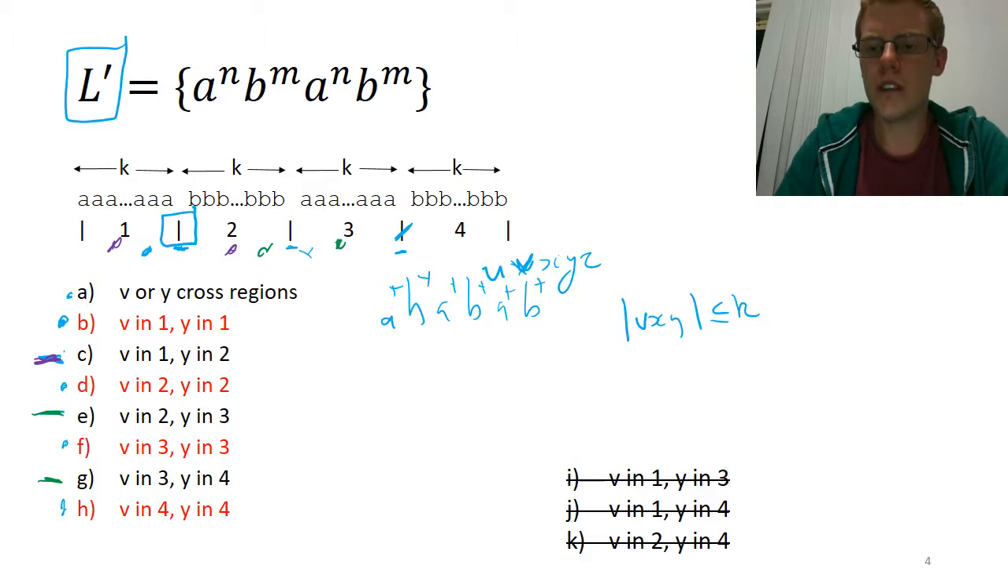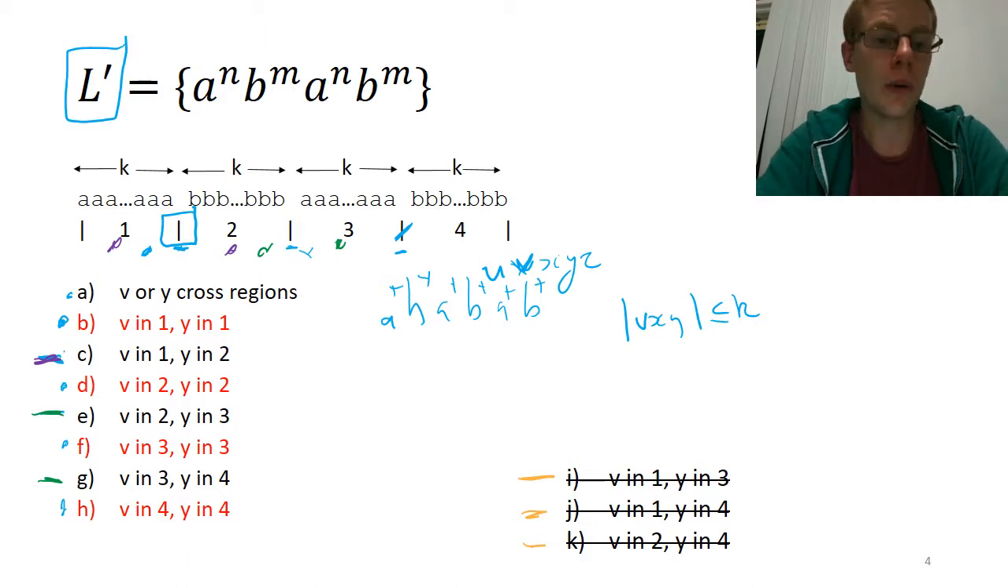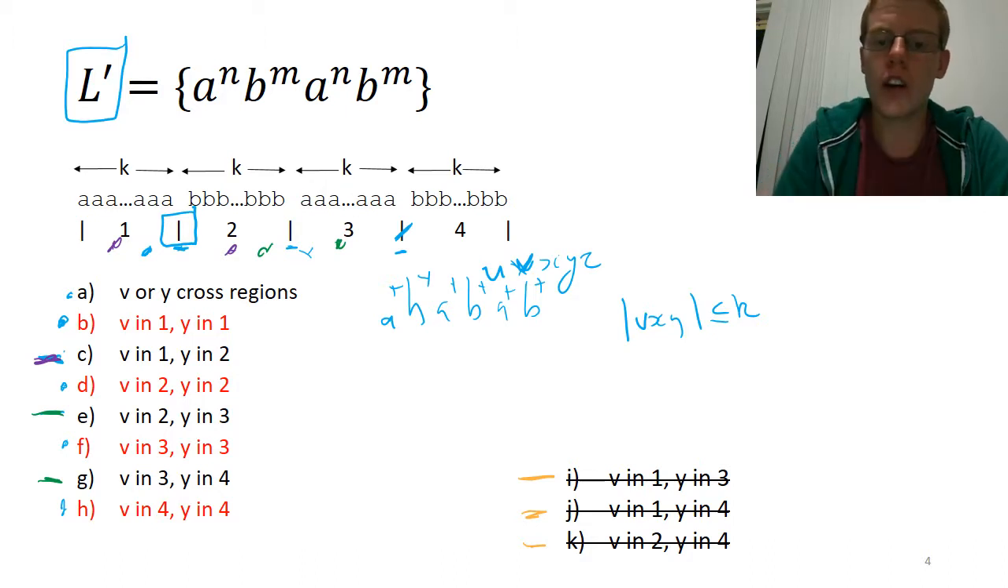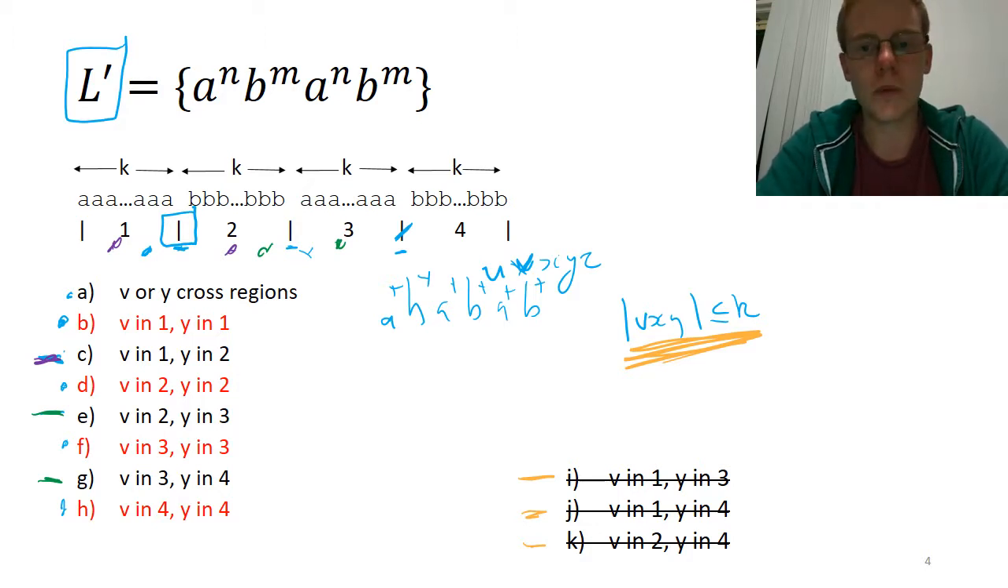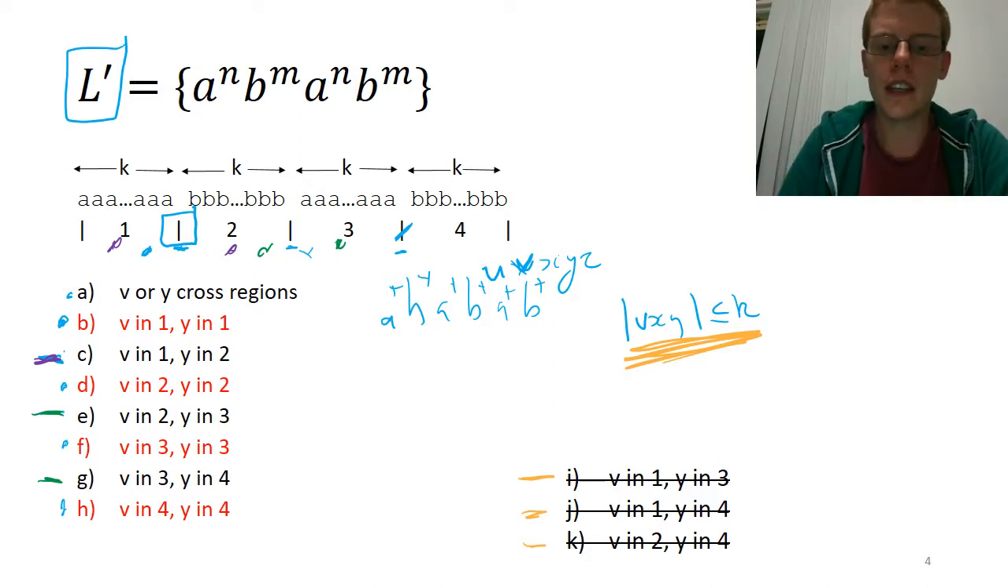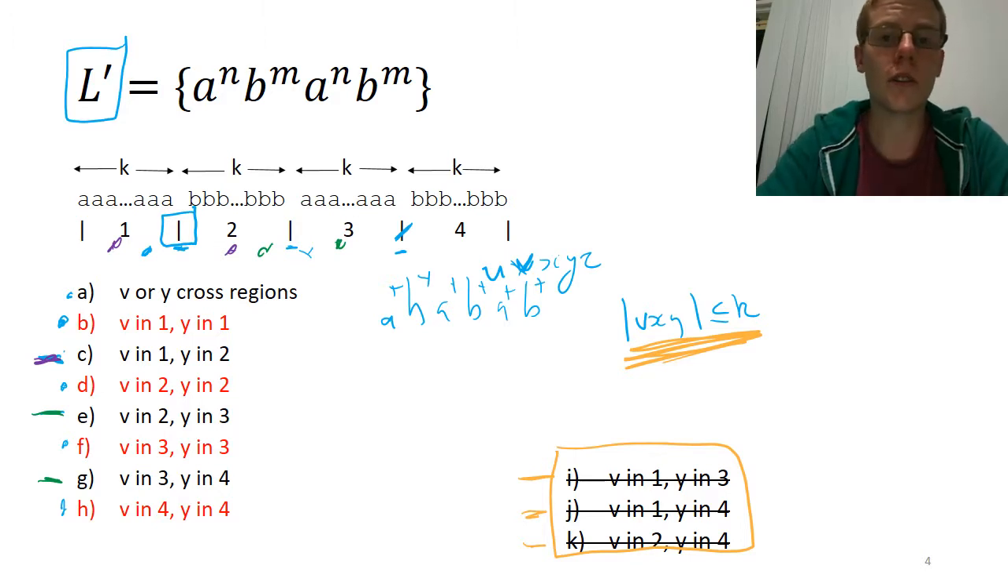Finally, you can see that we might have to worry about the cases where v is in, say, region 1 and y is in region 3, v is in region 1 and y is in region 4, or v is in region 2 and y is in region 4. And if we covered all of these cases, we would have every possible way of putting any v or y in there. However, remember that our constraint here, that the distance between the first symbol in v and the last symbol in y has to be k or less, means that these three cases here are impossible. And it's the fact that those cases are impossible which lets us pump out, because we wouldn't actually be able to easily pump out in these cases.